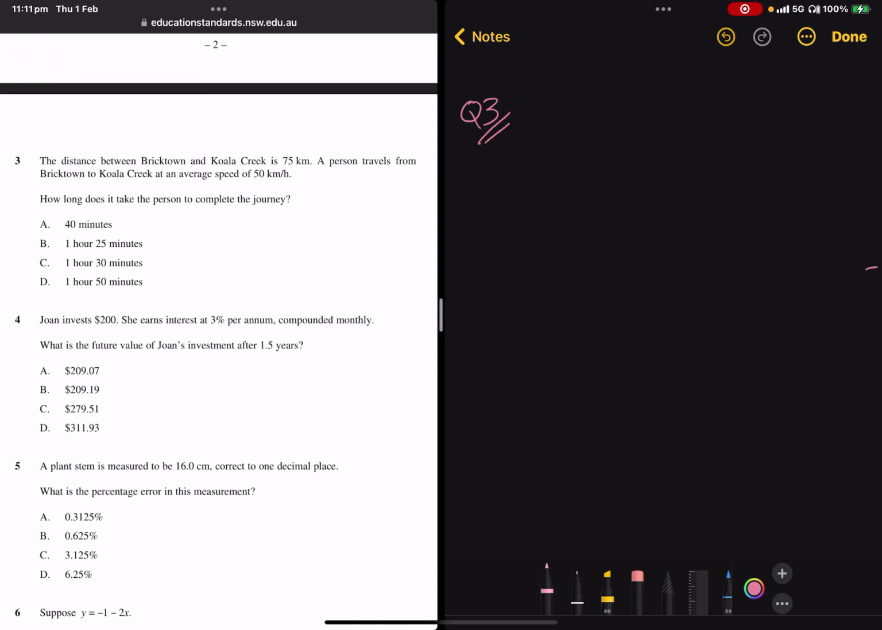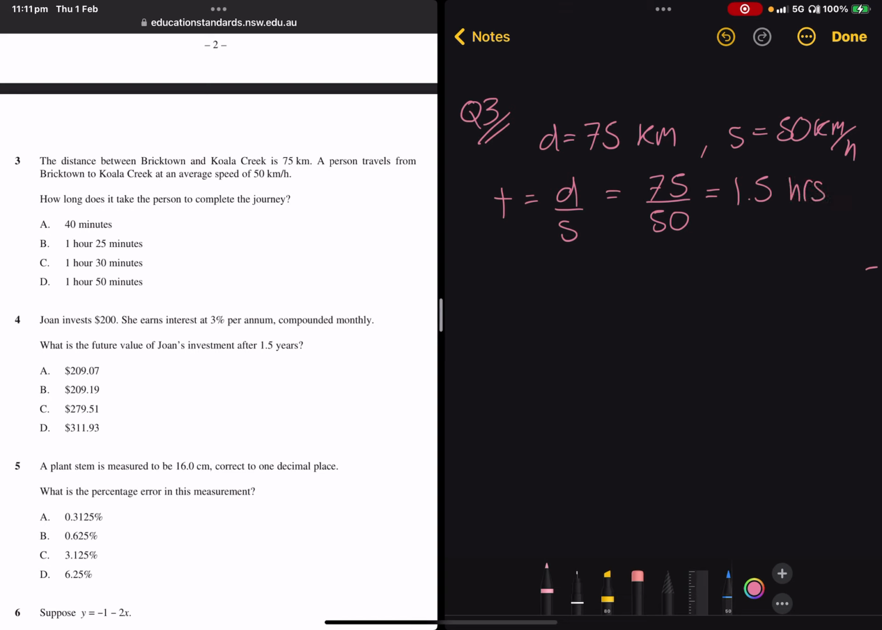So question 3, the distance between Bricktown and Koala Creek is 75 kilometers. A person travels from Bricktown to Koala Creek at an average speed of 50 kilometers an hour. How long does it take the person to complete the journey? Okay, so the distance is 75 kilometers. The speed is 50 kilometers per hour. If you're trying to work out the time, it's distance divided by speed. Distance is 75, speed is 50, so this gives us 1.5, and this is 1.5 hours.